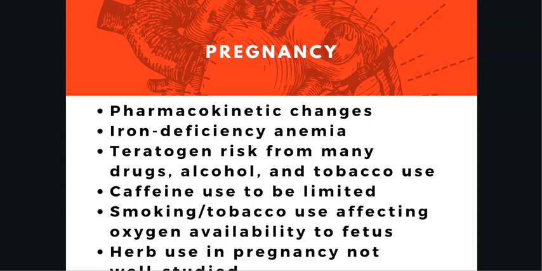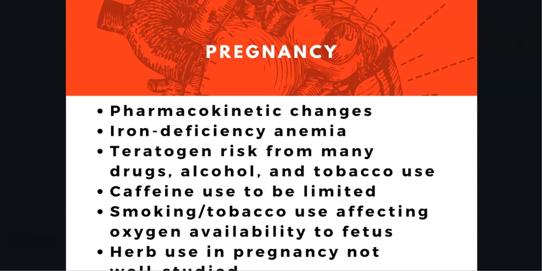So there are some pharmacokinetic changes in pregnancy. Drug absorption from the lungs and skin increases. They have increased plasma volume that affects volume distribution. The drug clearance increases. They may have iron deficiency anemia, which is a concern, and they may need to have an iron supplement.